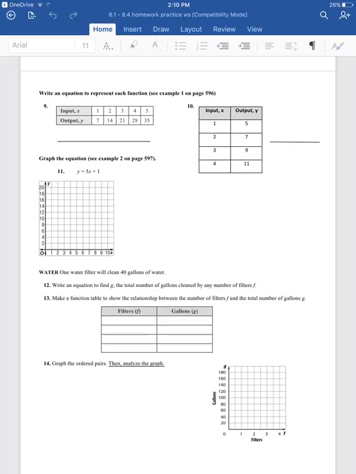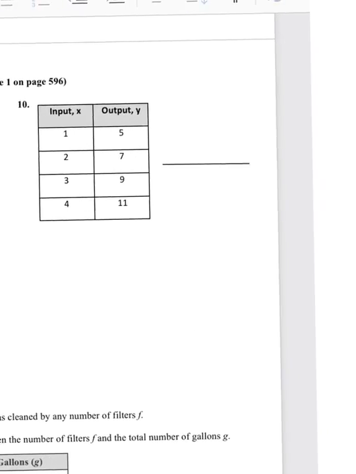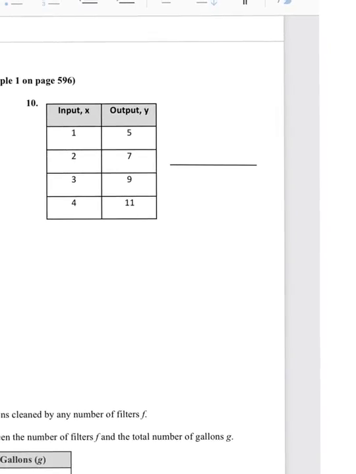Just going to give you some tips, and I'll go over a few. So in this one, for 9 and 10, it says write an equation to represent each function. Now, 9 is a little simpler, so I'm not going to go over that one. But remember, start the equation with y equals. 10 is a little more complicated, so I'm going to go over that one with you guys. So, just like in 9, I'm going to start my equation with y equals.